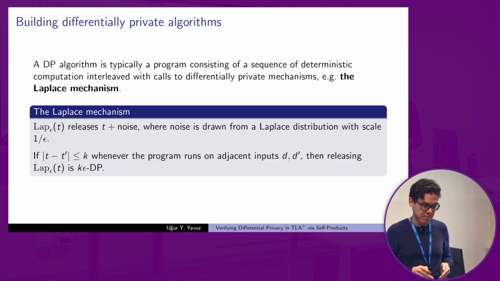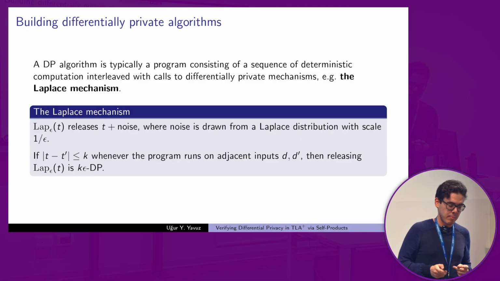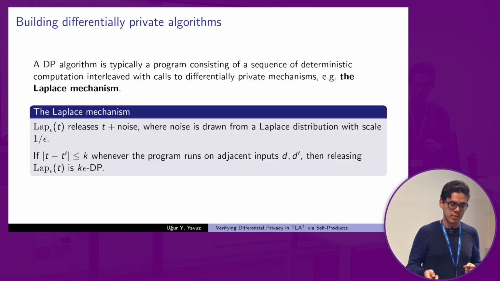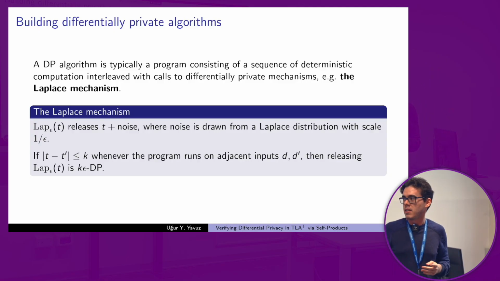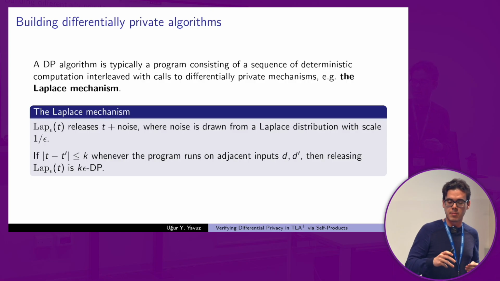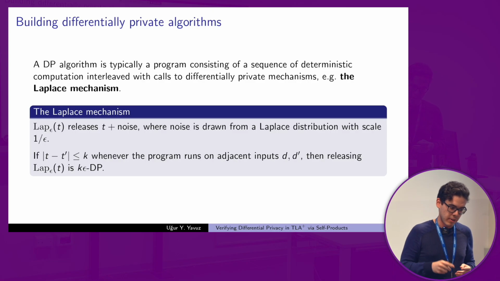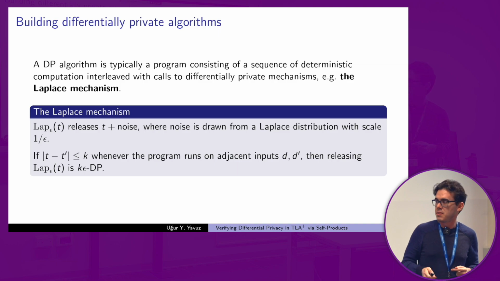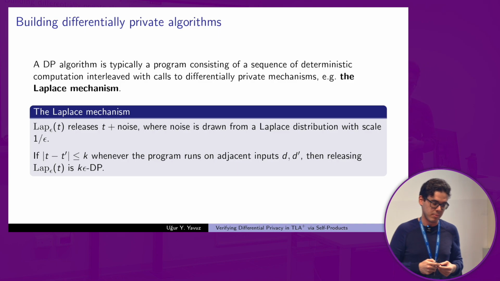And here's how it works. Given a value t, the mechanism releases t plus some noise, where the noise is drawn from a Laplace distribution with scale 1 over epsilon. The Laplace distribution is like the exponential distribution, except it's symmetric and centered on the input. The privacy guarantee is the following. If on any two adjacent inputs, d and d prime, to the program, the values t and t prime that get fed into Laplace differ by at most k, then releasing Laplace epsilon of t is k epsilon differentially private.